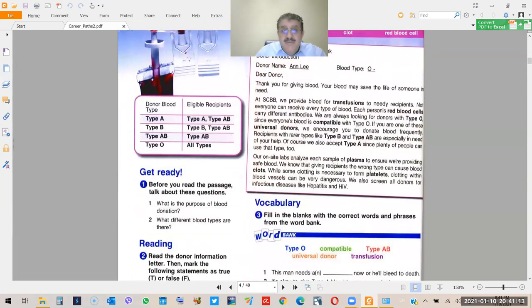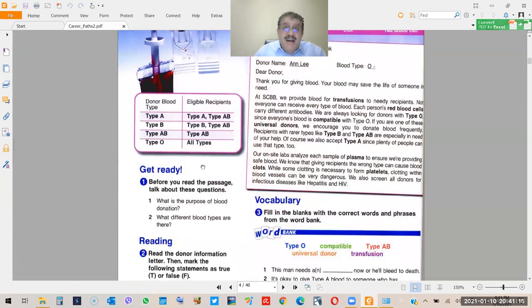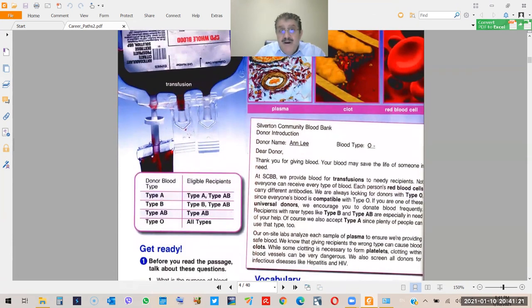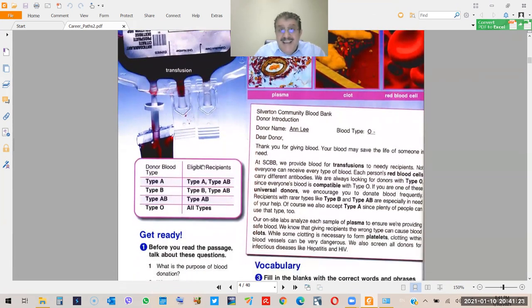First thing first, we ask a question: what is the purpose of blood donation? This passage talks about blood donation. It's a letter, and from this letter we are going to develop the topic of blood donation.